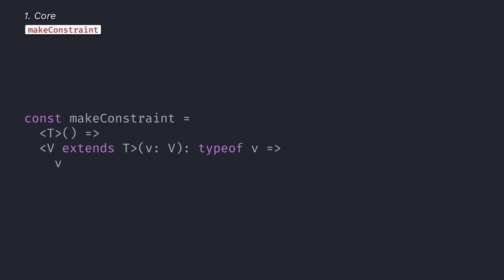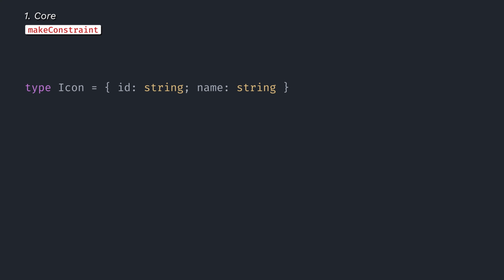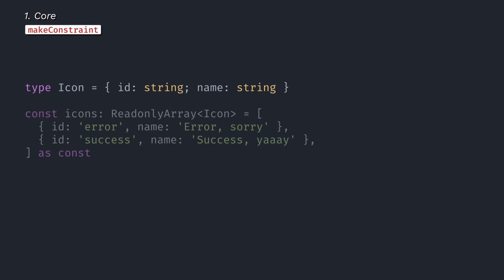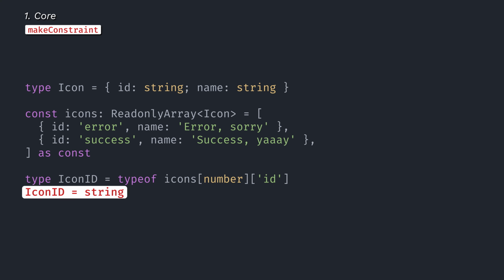And last but not least, make constraint allows us to set a type constraint and still keep the literal types. For example, let's say we have a type called icon. It contains a name and an ID. Both properties should be strings. Then we declare a read-only array of icon with 2 icons. One with the ID error and the other with the ID success. Now, if you try to extract the icon ID based on the type of icons, it will be string. But that's too broad. Icon ID should be error or success.